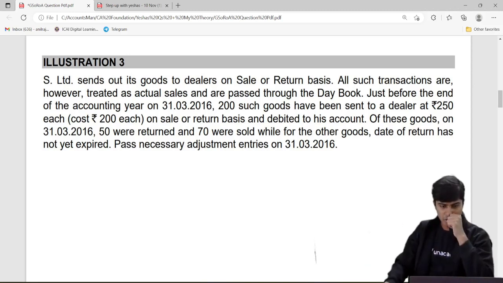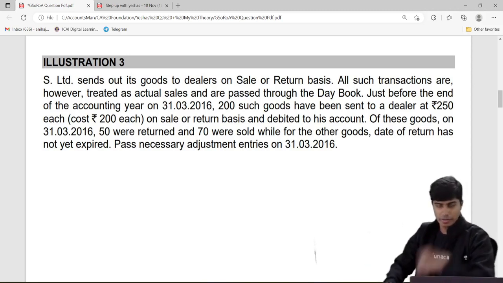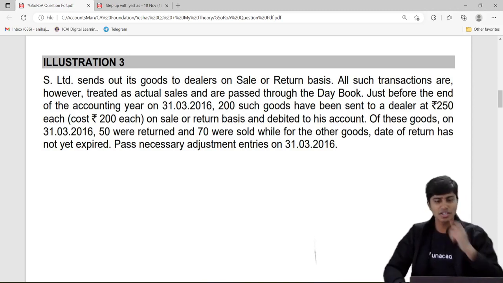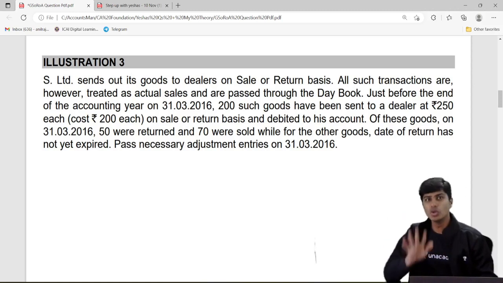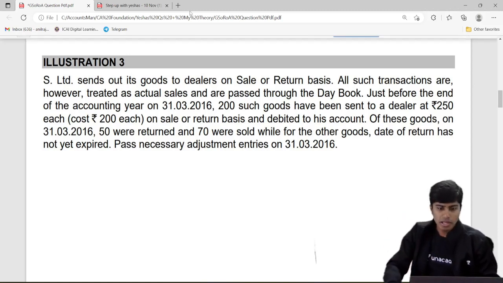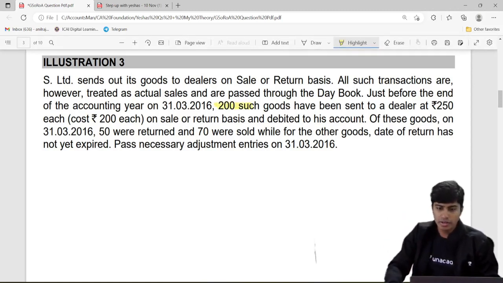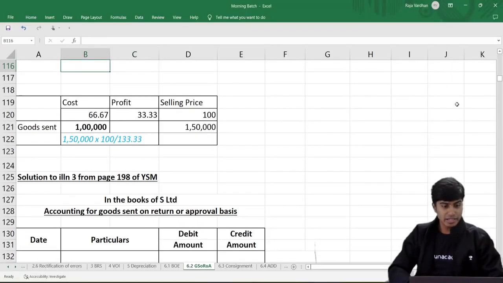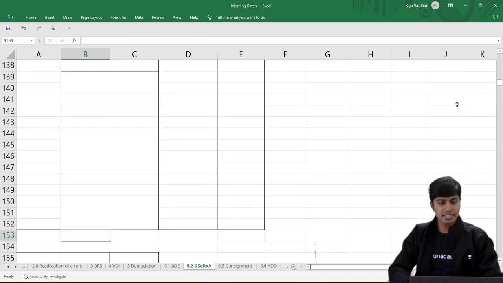As expected, 200 such goods have been sent to a dealer at 250 rupees each. Cost is 200. Let us now write this sale entry. Just before the end of the year, they've sent how many? 200 cases. Selling price 250, cost 200. Ignore the cost of 200 for the time being. Multiply 200 with 250 and write it as sales. I will write the entry as debtors account debit to sales.